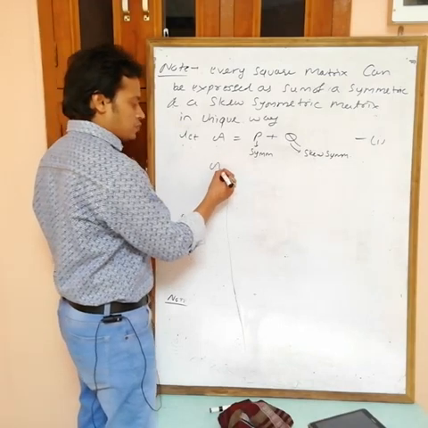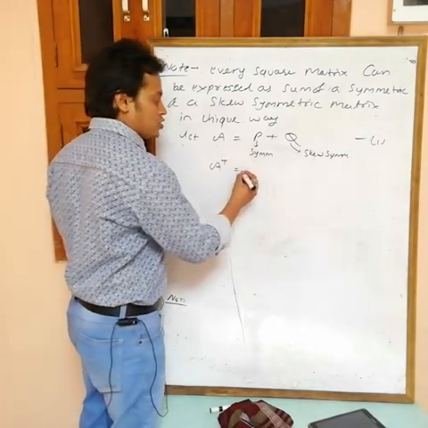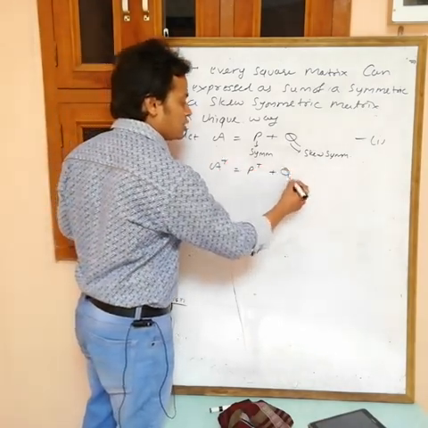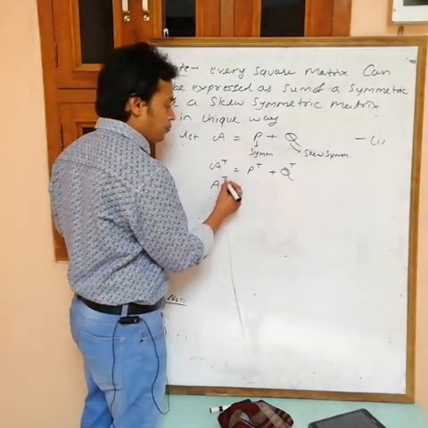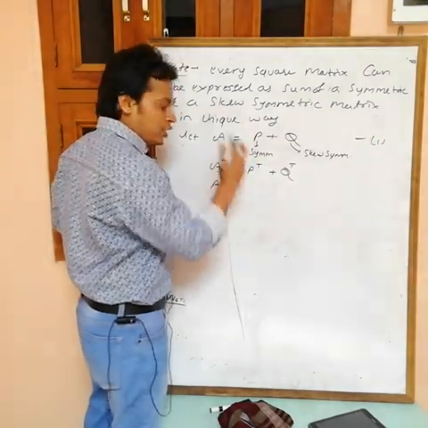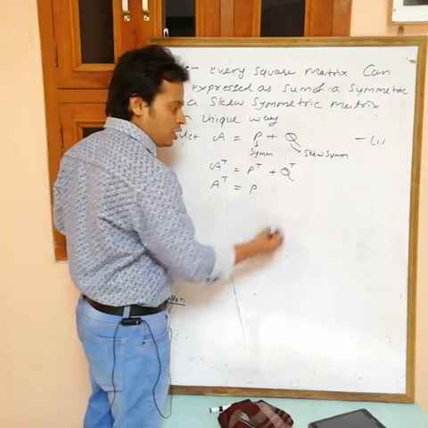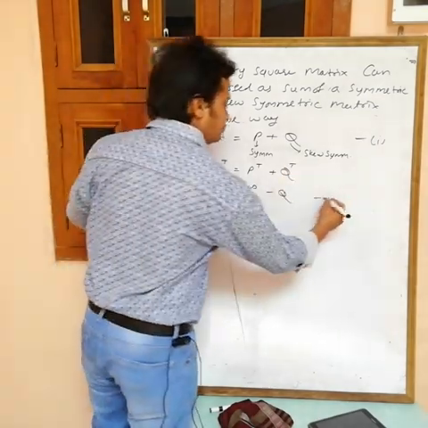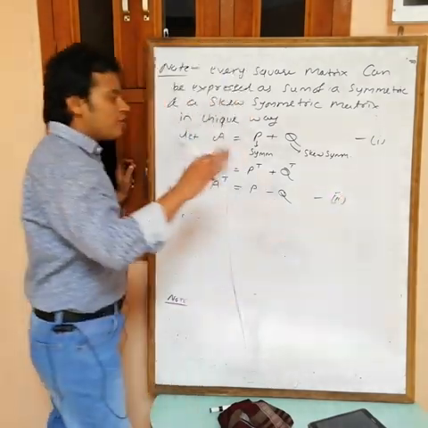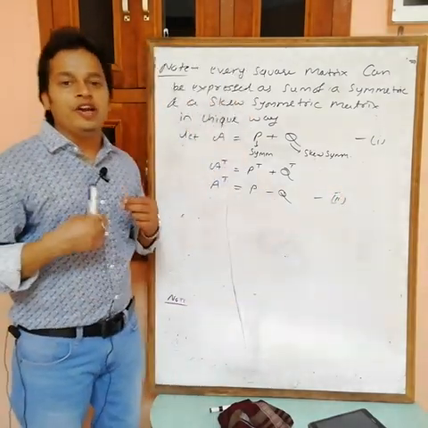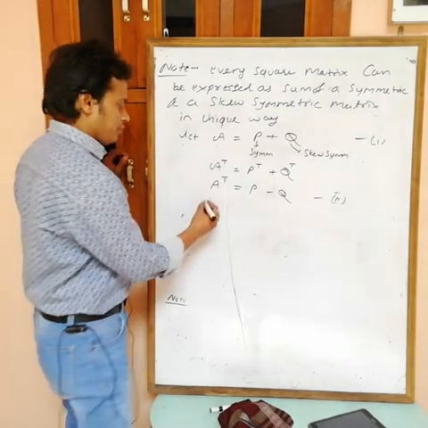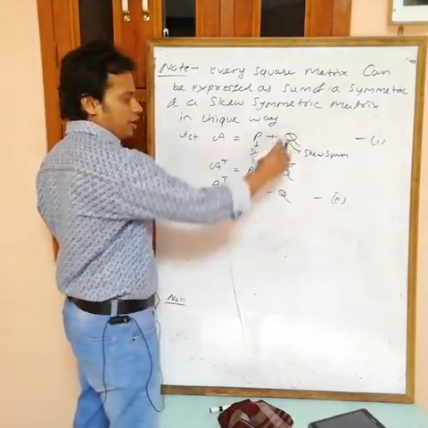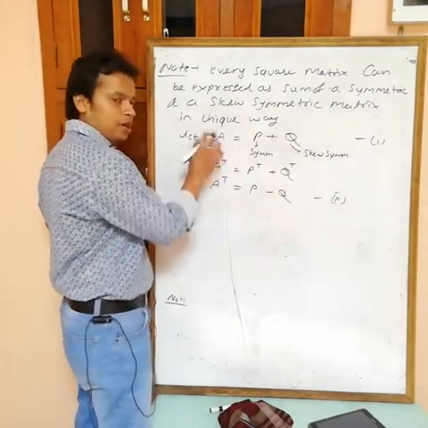So first take the transpose, A transpose. So we are getting P transpose plus Q transpose. But I am assuming P is symmetric, so P transpose is equal to P. Q is skew symmetric, so this is equal to minus Q. Now by using the first and second equations, I can find the values of P and Q. See, add both. If you add, Q will cancel out. 2P equals A plus A transpose.